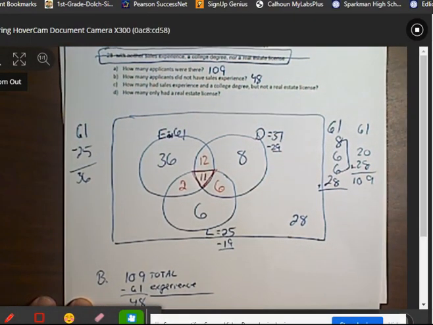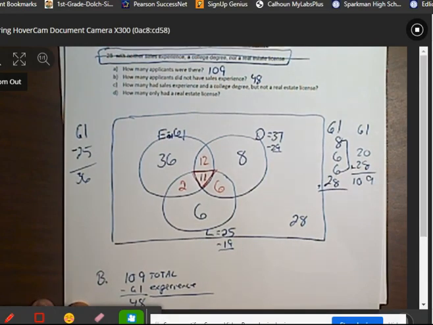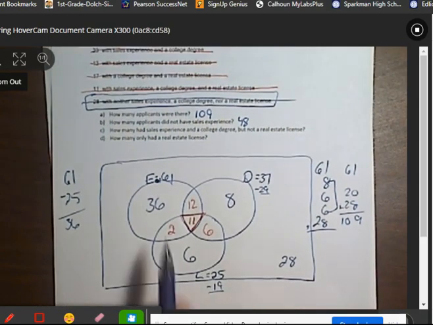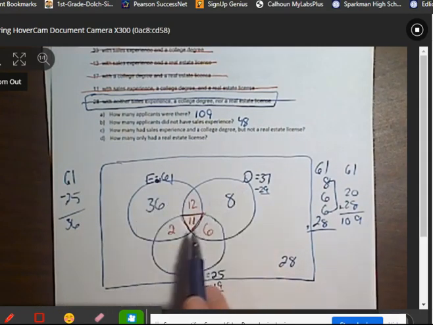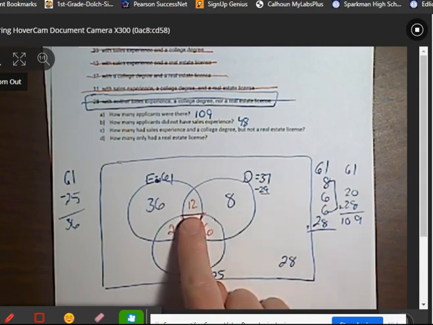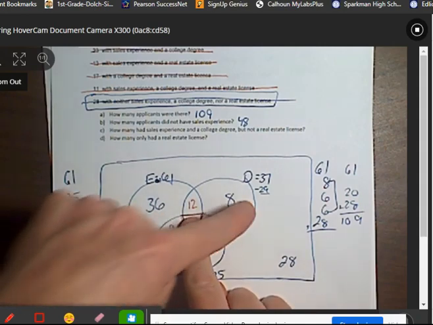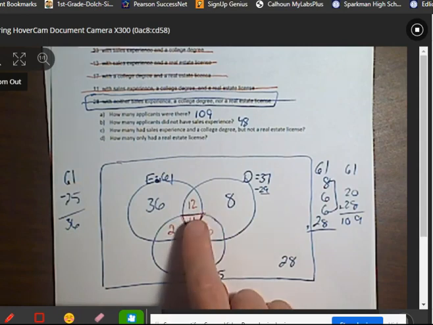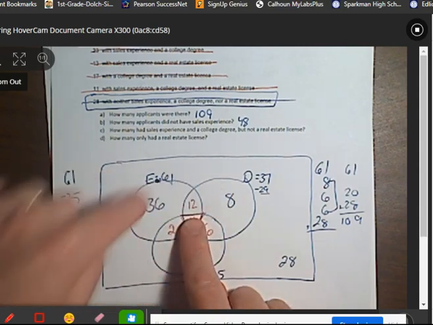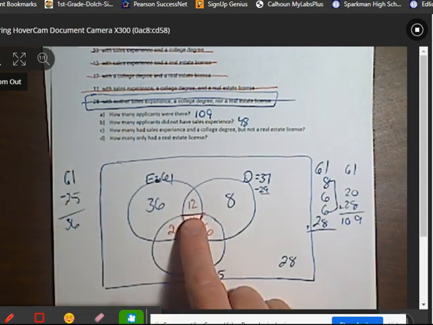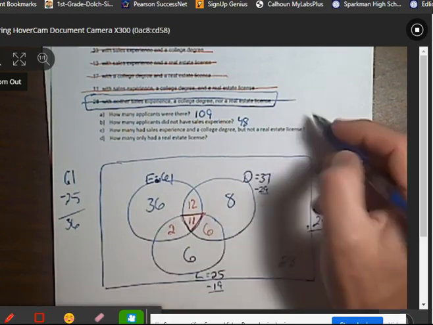C, here's where you have to kind of start comparing a little bit. It said, how many had sales experience and a college degree, but not a real estate license? So in that case, they want just the experience and just the degree part. So basically, you're taking out the triangle. They're saying, all right, how many had just experience and just a degree, but didn't have their license? So that's basically the overlap of the two, the intersection of the two that's there. So that part would be 12.